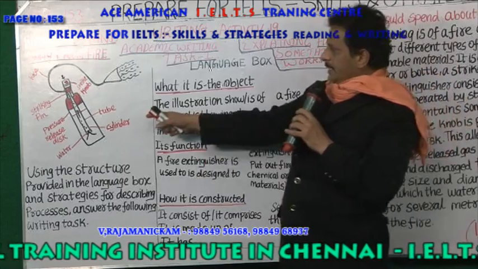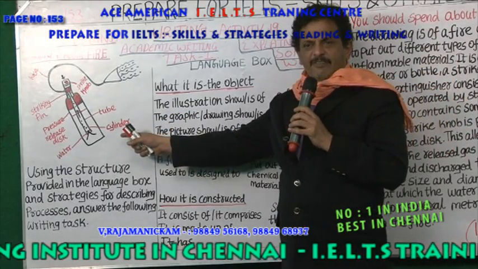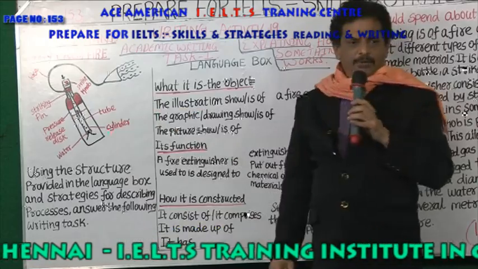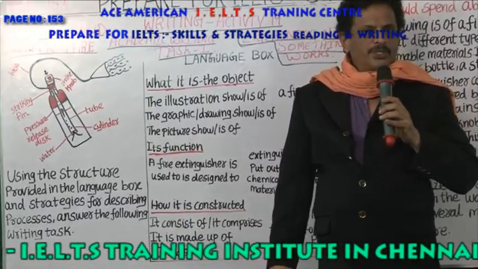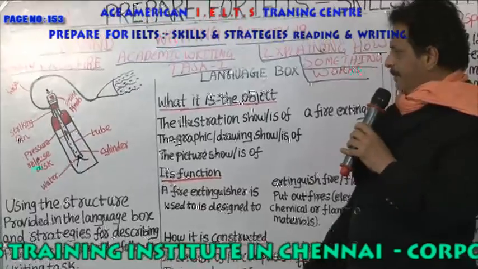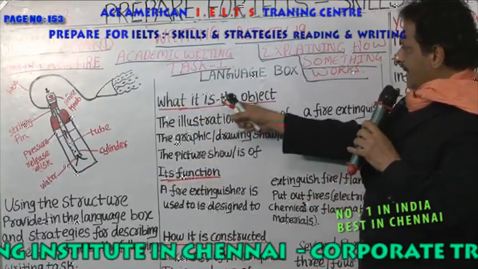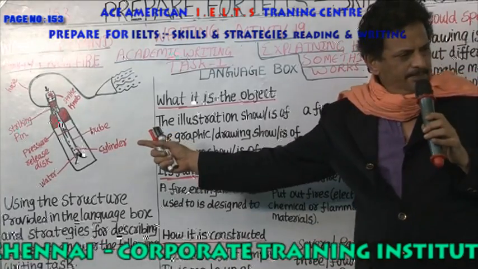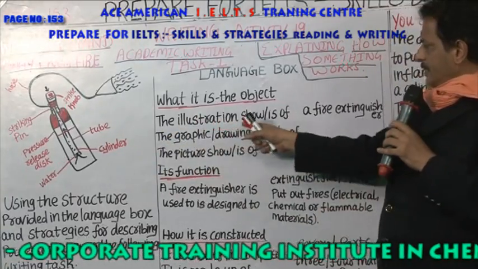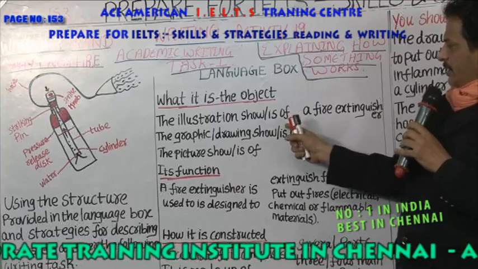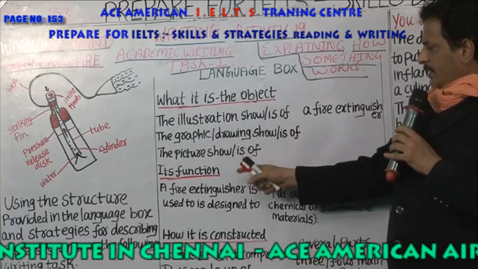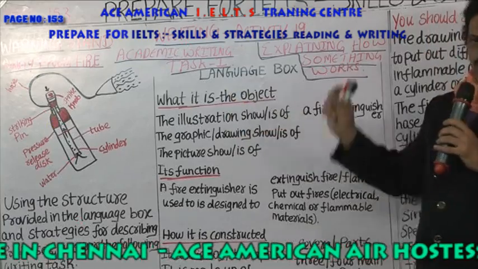So here, the picture clearly says that it is a fire extinguisher. How does the process happen? You should describe and see what exactly the object here is. What is the object here? Could you tell me? The illustration is of a fire extinguisher. The picture is of a fire extinguisher, and you have to say what the object is.